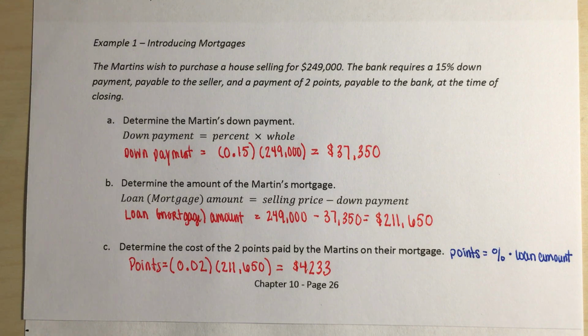Right? So again, finding our down payment, finding the amount of loan is very similar to some problems that we worked on in the previous section. And then finding our points, again, is just using our basic percent formula. Right? Part equals percent times whole.